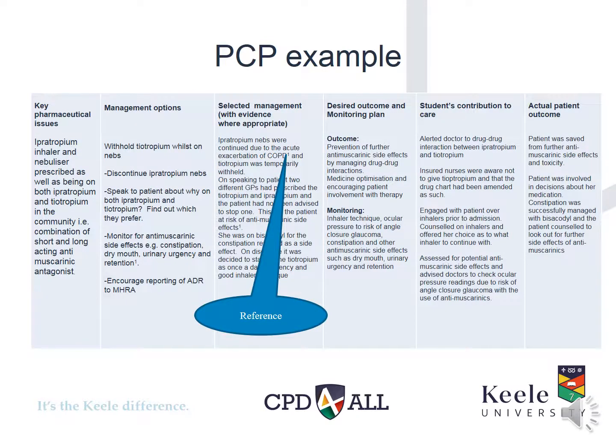The next interaction is something you may not see as an intervention. The pharmaceutical issue is an ipratropium inhaler and nebulizers prescribed together, and the patient actually coming in on an ipratropium and tiotropium inhaler. Here you can see that all management options have been listed and referenced as well.